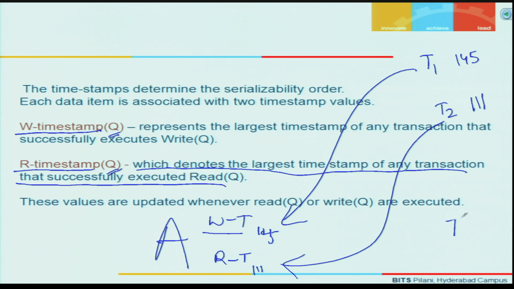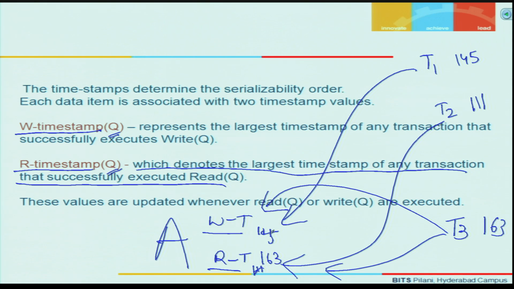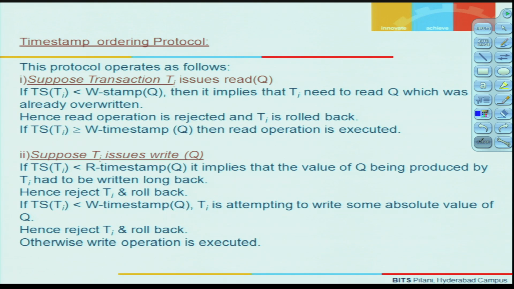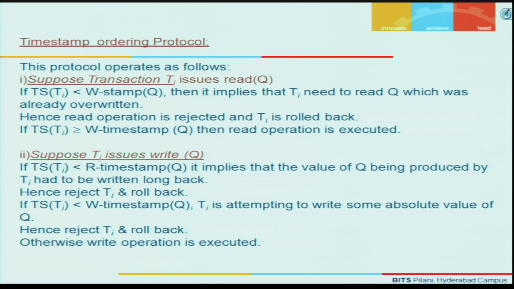Next, let us assume that T3, one more transaction which has timestamp 163, comes and reads this, then immediately the value of read timestamp for the data item A becomes 163, and if this is going to write the data item, then the write timestamp for this data item A will become 163. That is why every data item in the database will be associated with two timestamps, W and R timestamps. Now let us have a look at this timestamp based protocol. This protocol operates as follows.